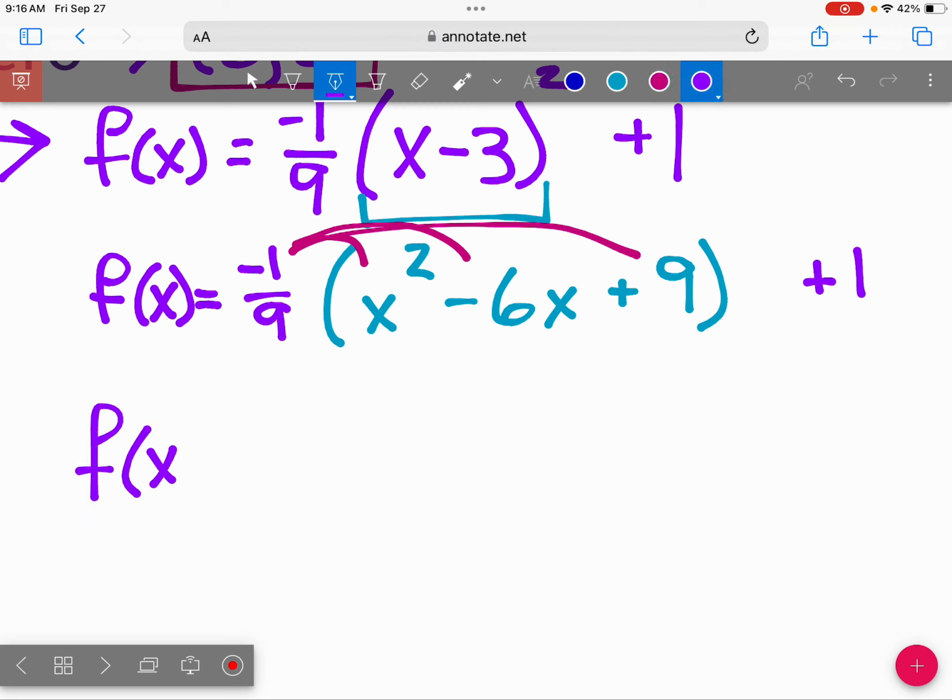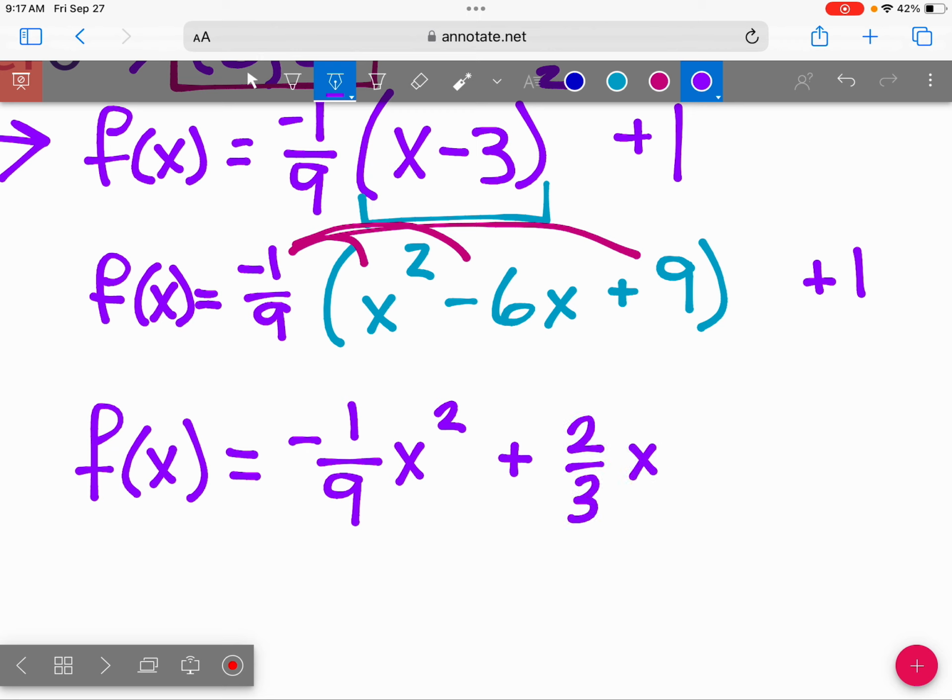So my f of x equals negative 1/9 x squared. I'm going to give us that one. Our negative 1/9 times minus 6x, what's that going to be? Positive 6/9, also known as 2/3. 2/3 x. Minus 1/9 times the positive 9. Negative 1. And then we have our plus 1.